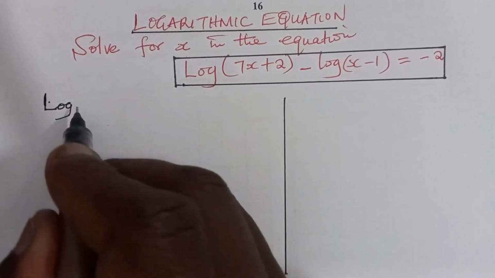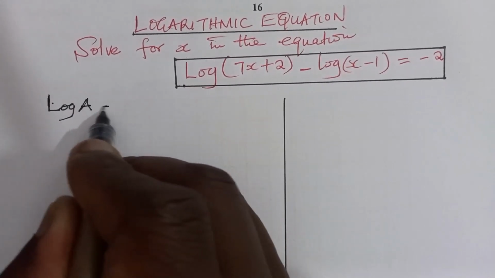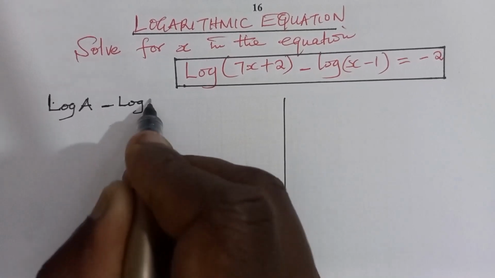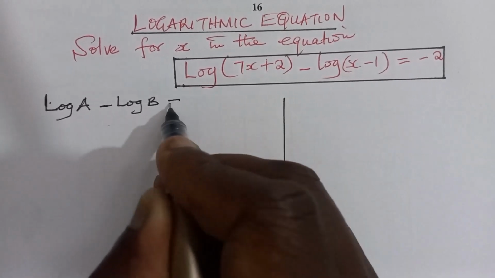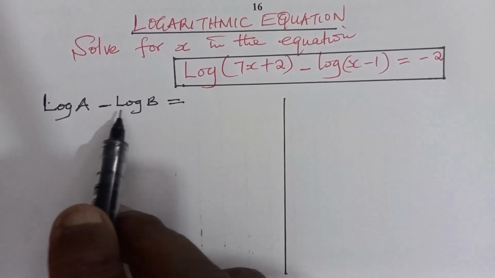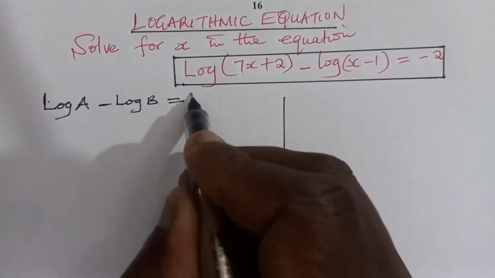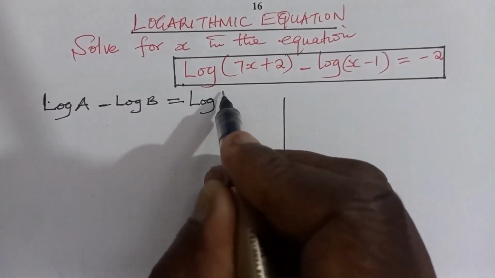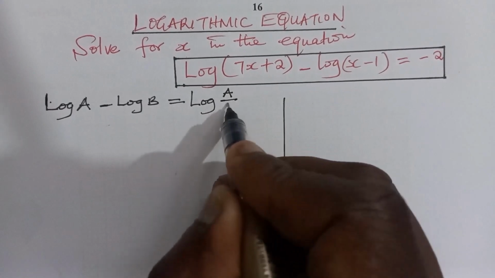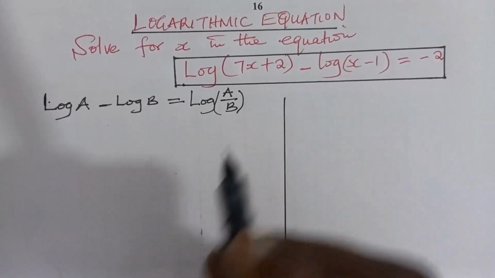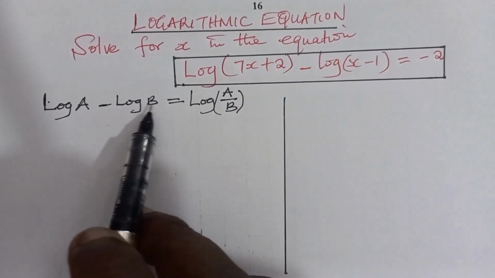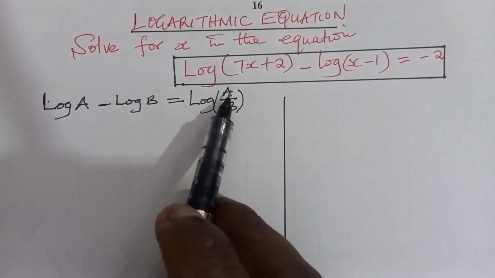If you have log a subtract log b, and you are to write this as a single log, this is how you write it: log of a divided by b. So log of a subtract log of b is equal to log a divided by b.